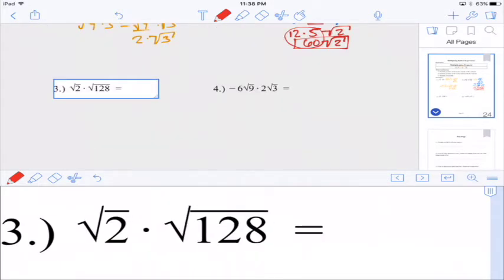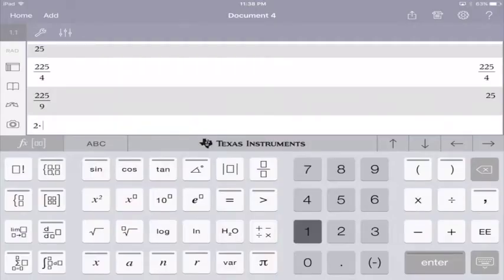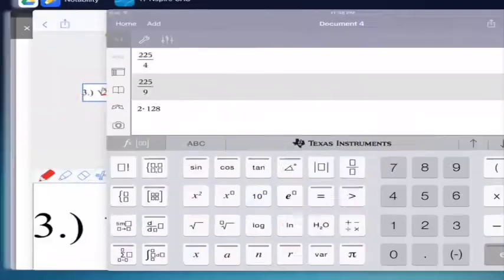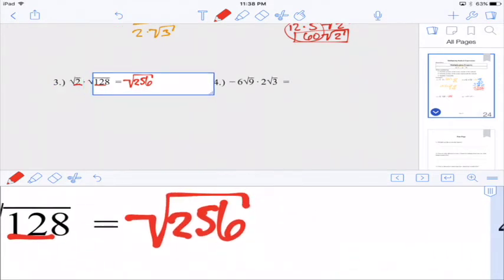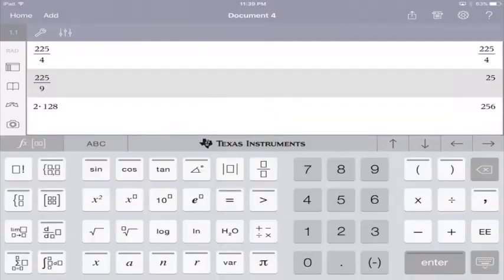Now in 3, no outside, so nothing to multiply. Inside I have 2 times 128. Well, that's getting kind of big. I'm going to start to use my calculator a little more. 2 times 128 is 256. Now I want to see what I could divide this by. Now the bigger the perfect square I can divide this by, the better, but it really doesn't matter.